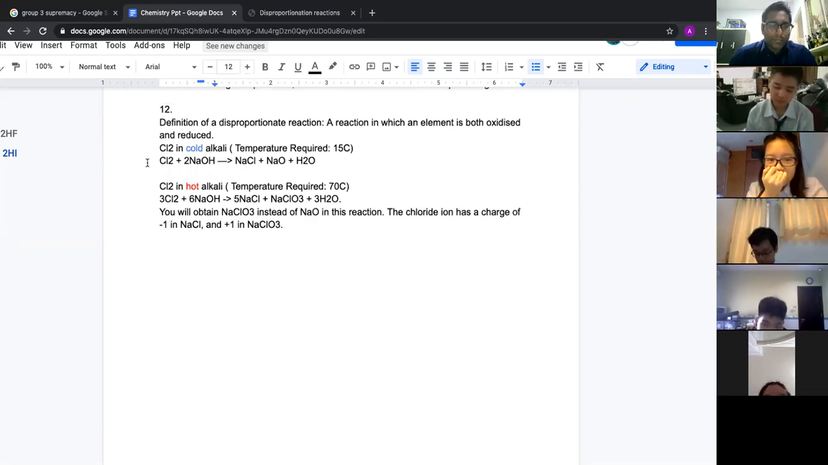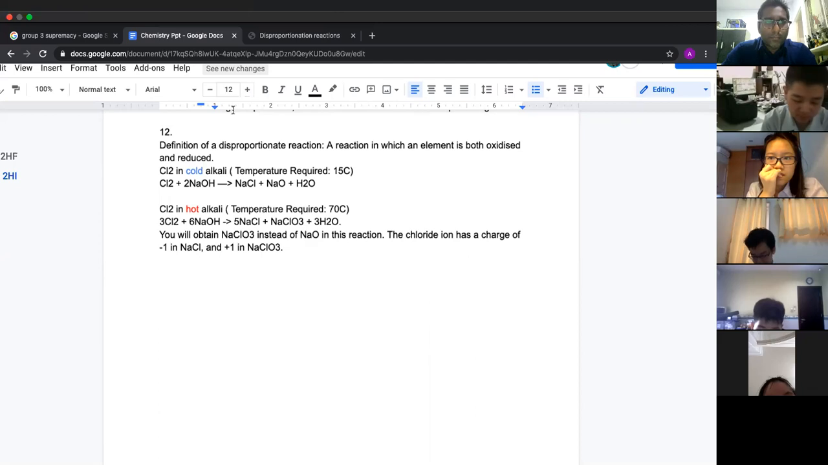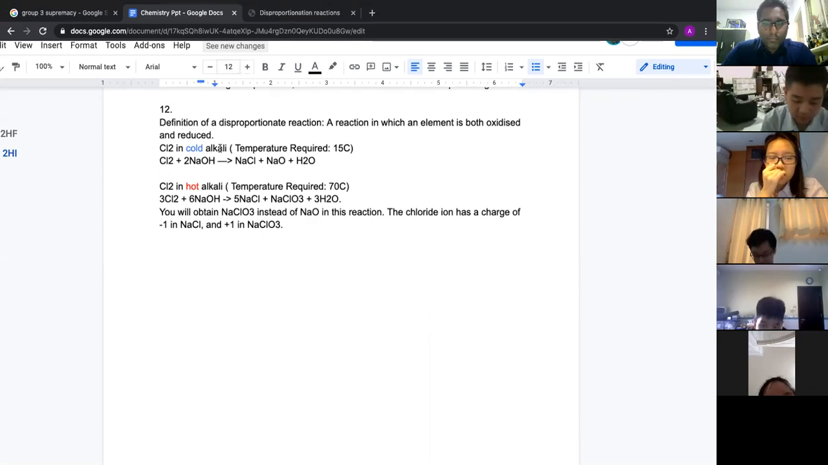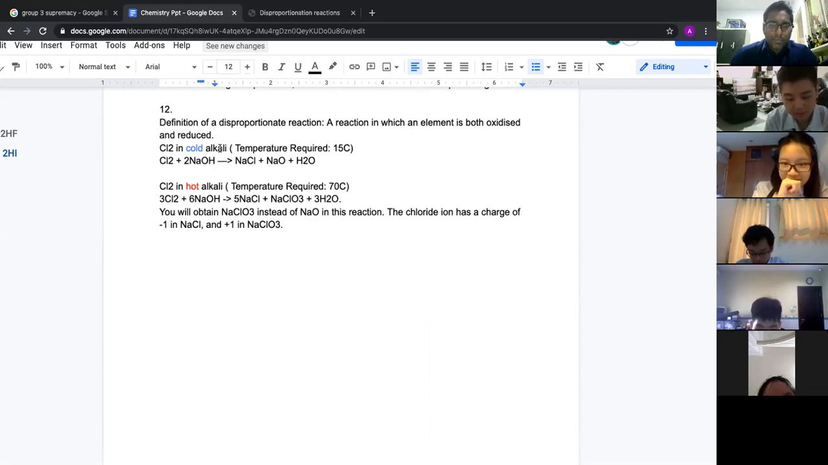Chlorine in hot alkali, which requires a temperature of 70 degrees Celsius, will react with sodium hydroxide to form sodium chloride salt, sodium chlorate, and water. We will obtain sodium chlorate in this reaction instead of sodium hypochlorite, and the chlorine will have the oxidation state change from -1 for sodium chloride to +5 in sodium chlorate.